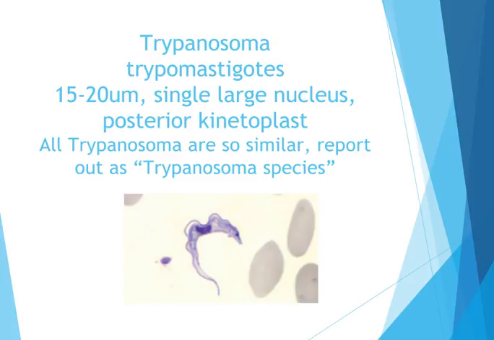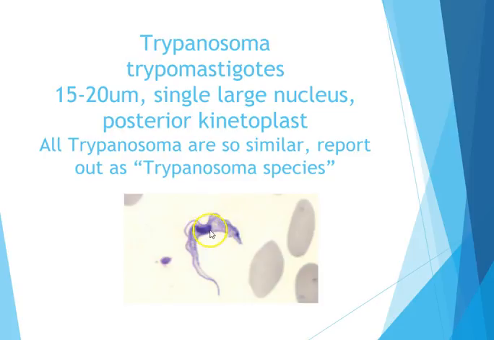Okay, this is the Trypanosoma trypomastigotes, and this is what they look like, especially Trypanosoma cruzi. We haven't got to that one, but cruzi will typically look C and U shaped. But still they're so similar that you just report them out as Trypanosoma species. So they're 15 to 20 micrometers. They're easy to spot even on the 40x objective.